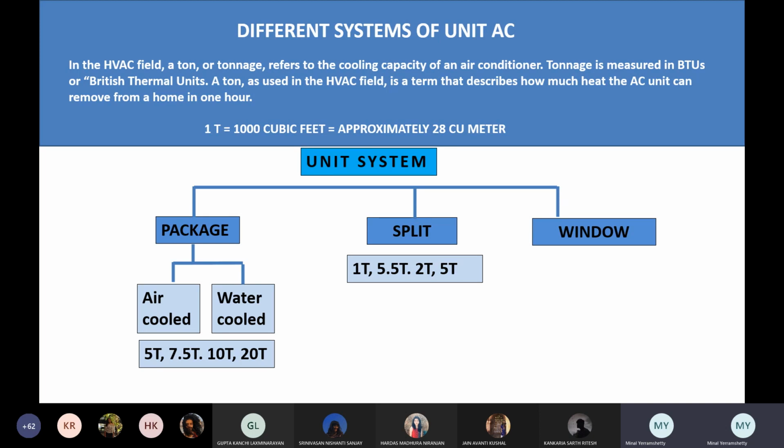Because it is a larger system, it has a larger tonnage available, and you can see the tonnage is available up to 20 ton. A 20 ton is what our auditorium can be done with. Our whole auditorium's tonnage is around 10 to 15 ton, and that's how it can be easily cooled by one package unit.